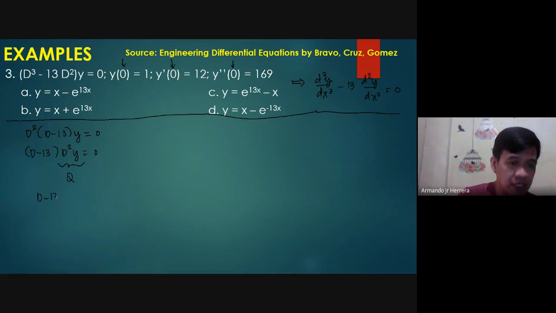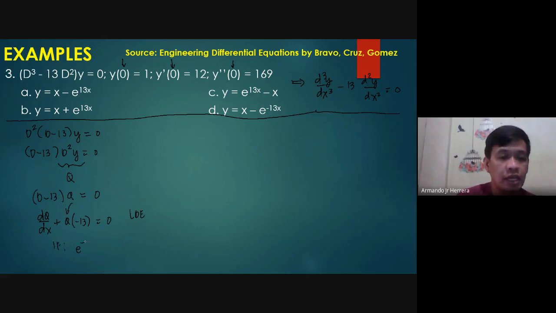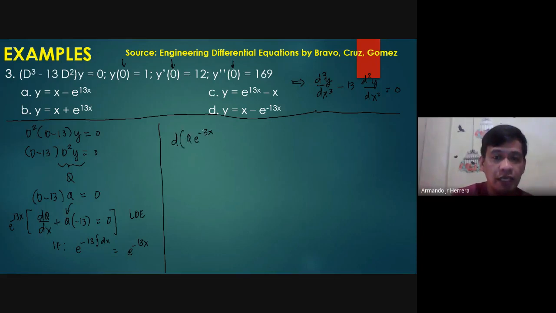So this gives us (D minus 13) q is equal to 0. So that's dq/dx plus q times negative 13 is equal to 0. So that's an LDE with dependent variable q whose integrating factor is e to the negative 13 integral of dx. So that's e to the negative 13x. So once we have our integrating factor, we multiply it to our original DE, which gives us the derivative of q e to the negative 13x.